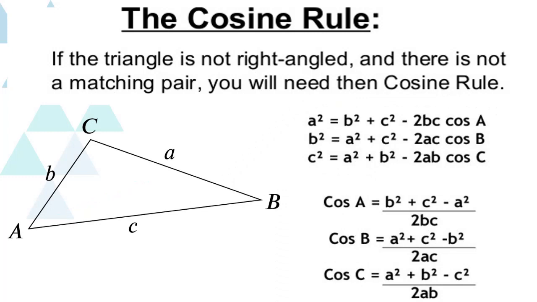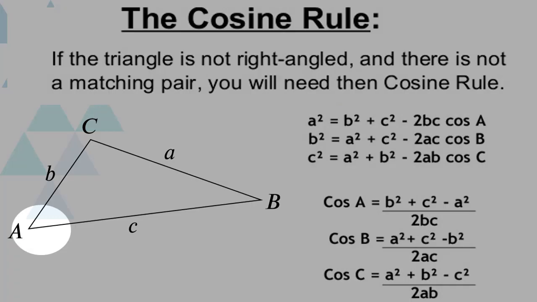In the same way, if you want to find B or C, you'll follow the same rule. Now, if the angle is missing, not the side, then the first thing is that you must have all three sides to find the angle. The rule says that cosine of the angle A is equal to B squared plus C squared minus A squared, divided by 2BC. B and C are the sides that make the angle A, and A is the side that is opposite to the missing angle. And of course, the same rule applies to B and C.